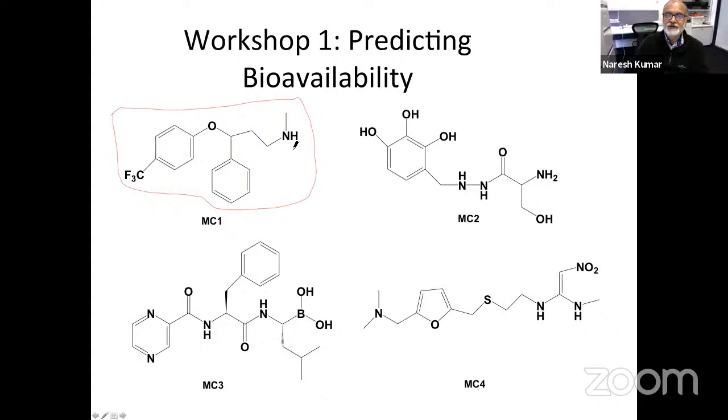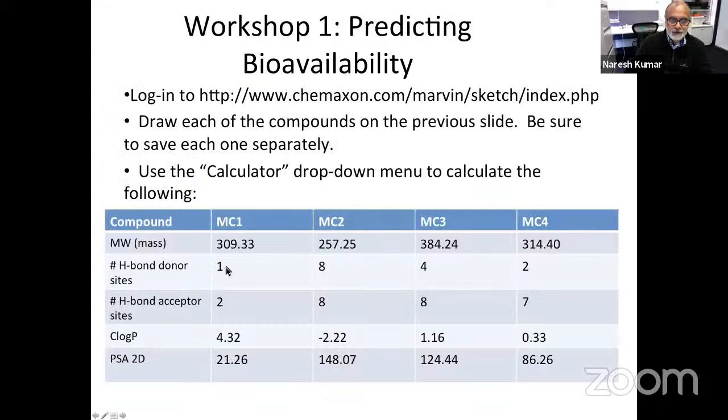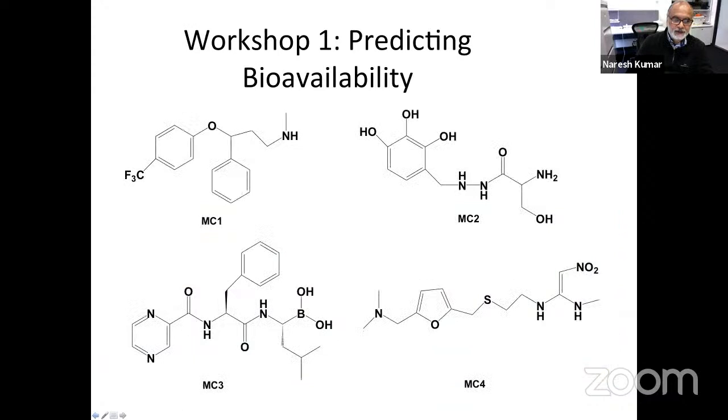And you can see here, there's only one NH group, where the hydrogen can act as a donor to form a hydrogen bond, right? So there should be a value of one for that compound. And if you look at the MC1 here, it has a value of one in terms of hydrogen bond donor sites. And if you look at the hydrogen bond acceptor sites, how many atoms are there which can accept?